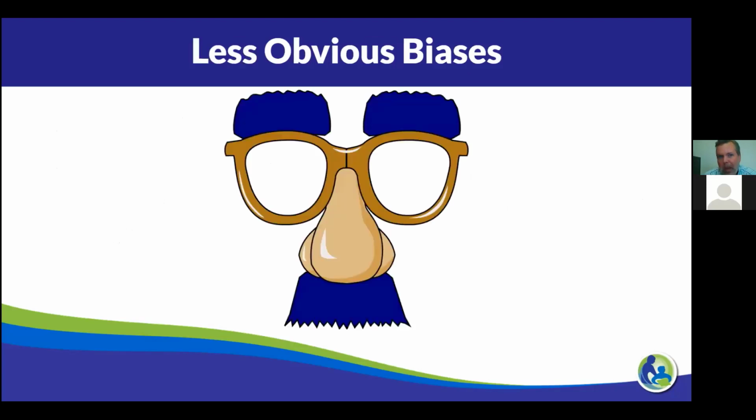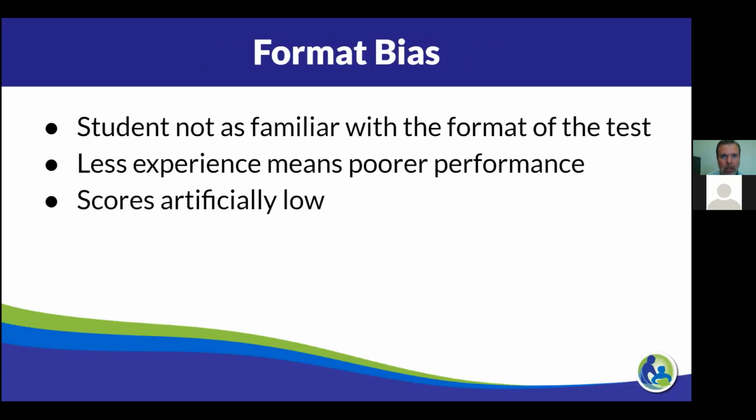Now I want to talk a little bit about bias in disguise, right? Some of these less obvious biases that we can see within our norm reference tests, all right? And so one of the main things I'm going to talk about today is this broad category of biases called format bias, right? So this is where we give our student a test and they're not very familiar with how that test works. Right? They're not familiar with the format of the test. So if you're not familiar with the format of a test, you're not going to perform very well. And if you aren't performing well because of the format, your scores are going to be artificially low, right?